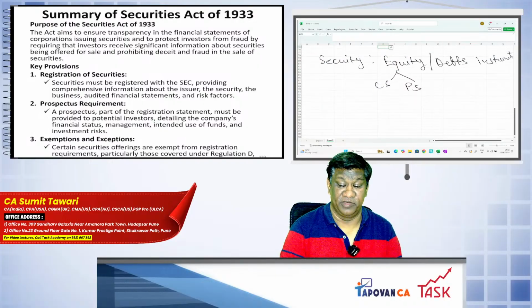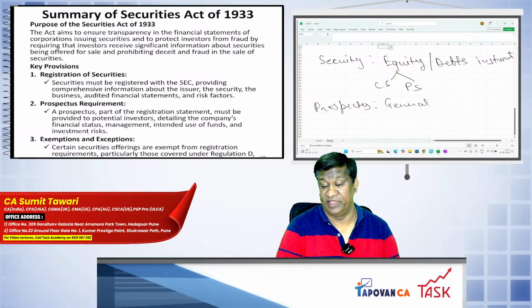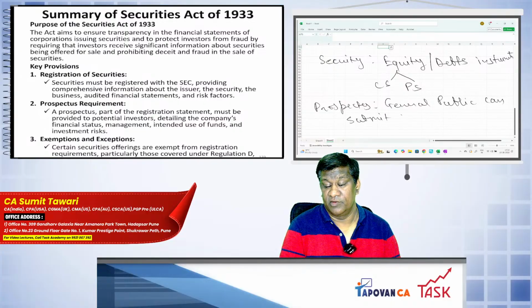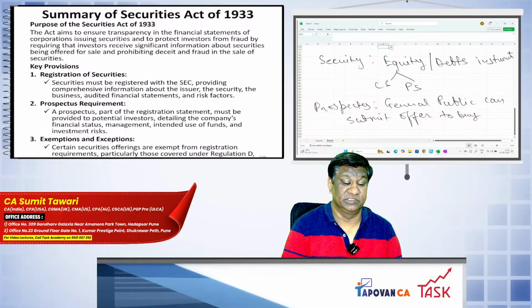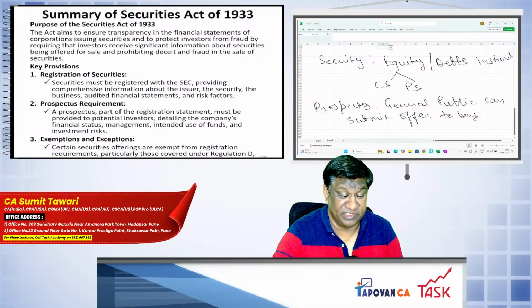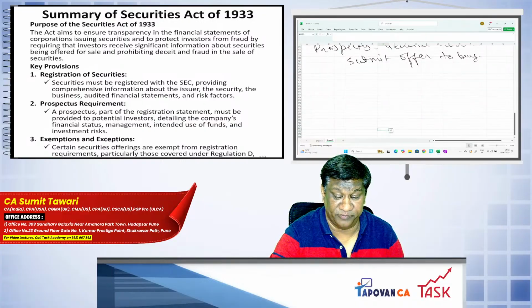Then the prospectus requirement. The prospectus is basically so that the general public can submit their offer to buy. Okay. So the prospectus, a part of the registration statement, must be provided to potential investors detailing the company's financial status, management, intended use of the funds, and the investment risk. Okay. So this information we need to provide in a prospectus.